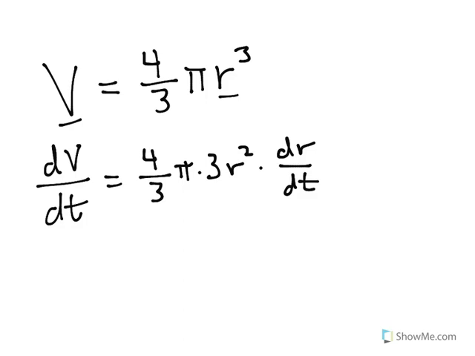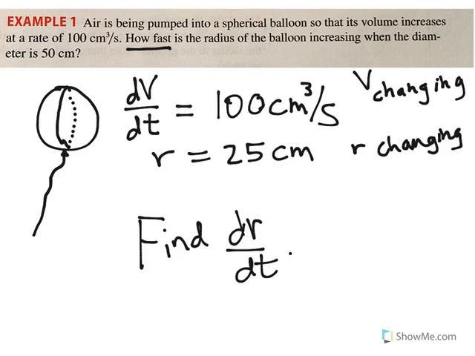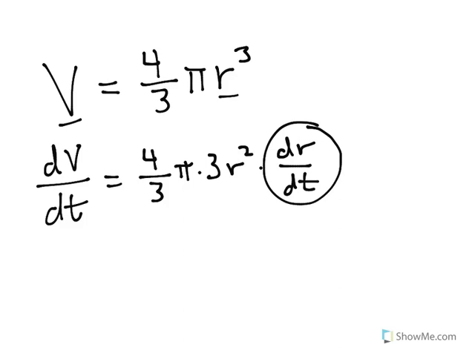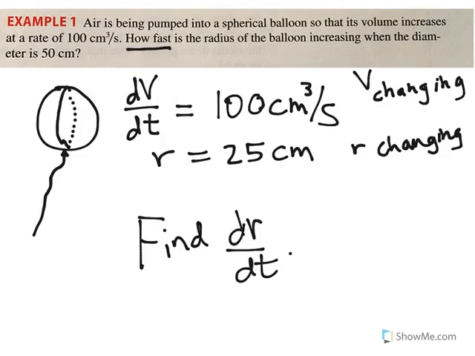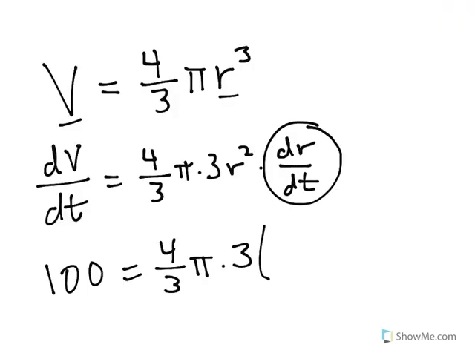Now go ahead and plug in what you know. Since we're trying to find dr/dt, that's what we were looking for on the last page. We should know r and dV/dt, both of the other values in that equation. So go ahead and plug in. dV/dt was 100, so 100 equals 4/3 π times 3. I know the 3's cancel out there, but I'm writing it the way we would write it if we were taking a power rule. So r is 25, so 25 squared, and then times dr/dt.